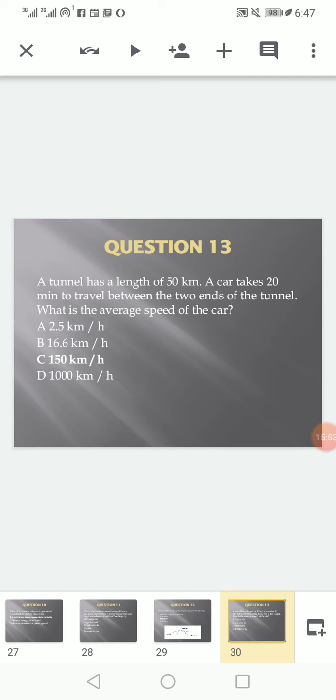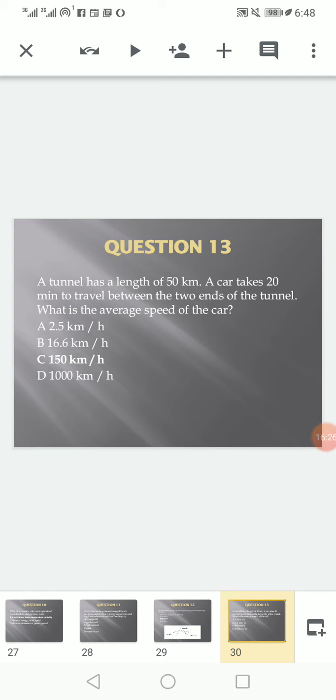Now, this question says, a tunnel has a length of 150 kilometers. A car takes 20 minutes to travel between the two ends of the tunnel. What is the average speed of the car? We should know the formula for average speed, which is distance over time. Now, the only thing that makes this task a bit difficult is the fact that we have our distance in kilometers and we have our time in minutes. But all the options are given in kilometers per hour.